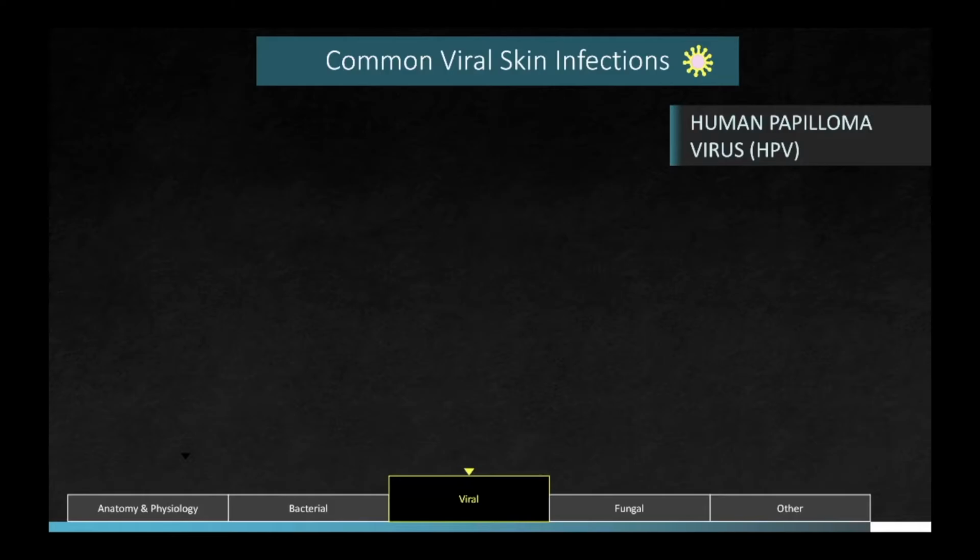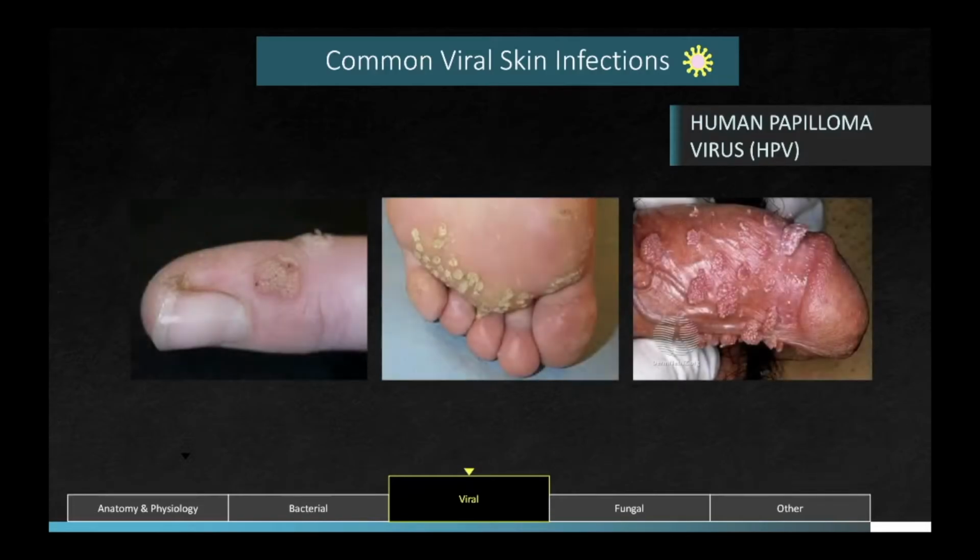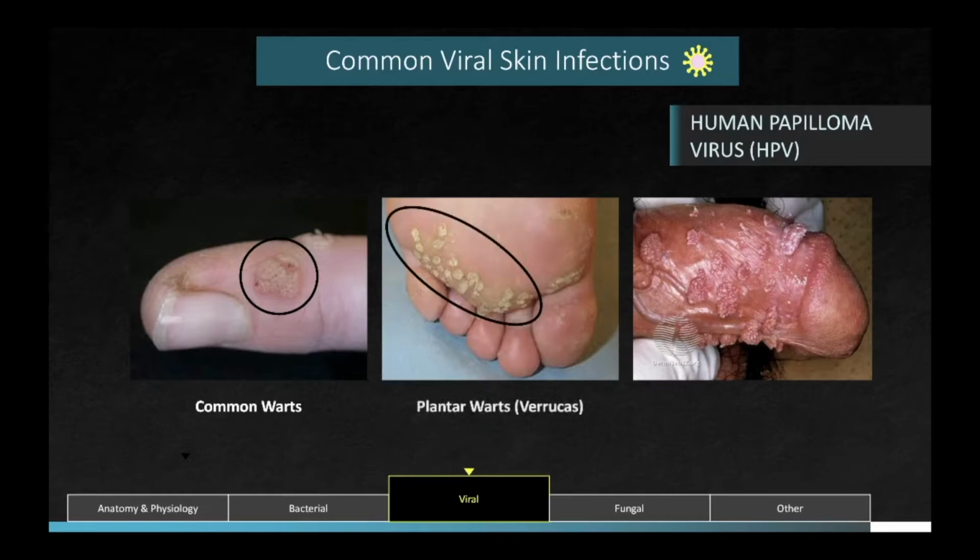Of the different presentations of cutaneous HPV, common warts, as shown here in the picture on the left, make up about 70% of cutaneous presentations. Other fairly common cutaneous presentations include plantar warts, also known as verrucas, as shown here in the middle picture. Mucosal HPV can infect the anogenital region, the mouth's mucosa, the throat's mucosa, and also the conjunctiva. It's worth remembering that anogenital HPV is the commonest sexually acquired infection in Australia. It's also known as condyloma acuminata.